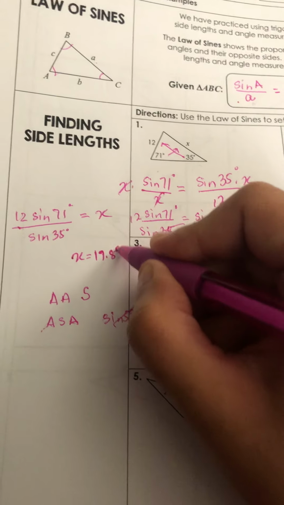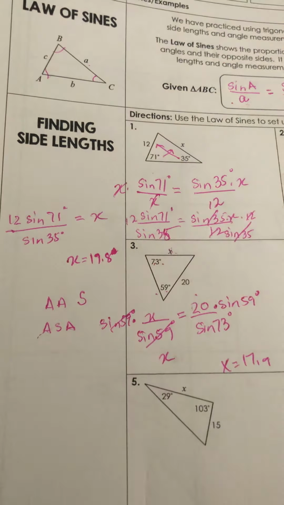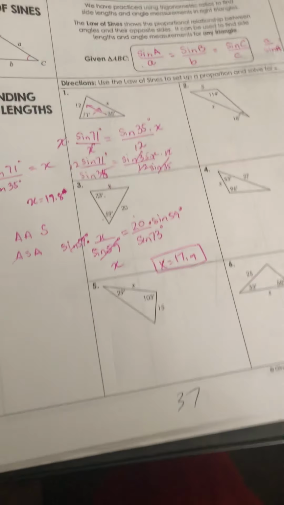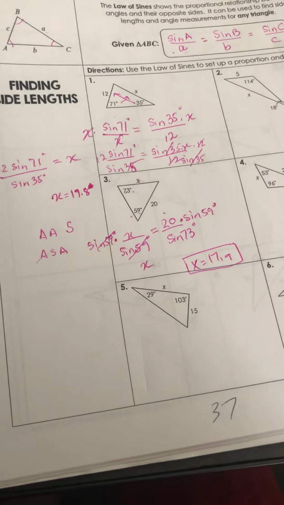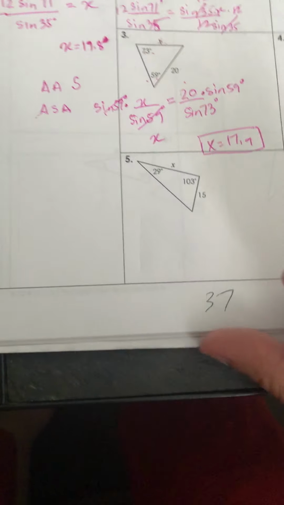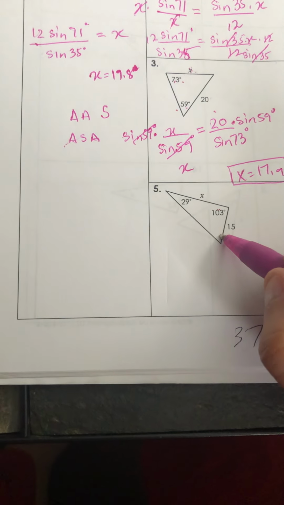Oops, this is not degrees because it's a side. Okay, so x equals 17.9. Final answer should be nearest tenth. Now in this case, we know that if we know two angles, we can find the third angle also.